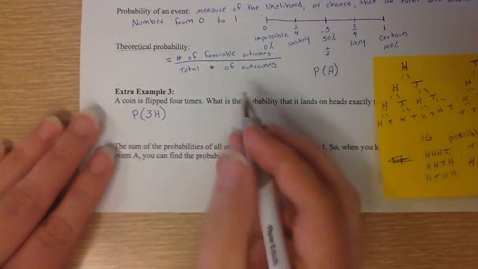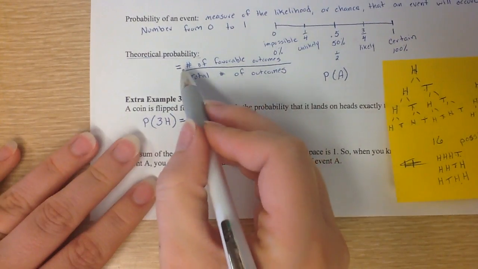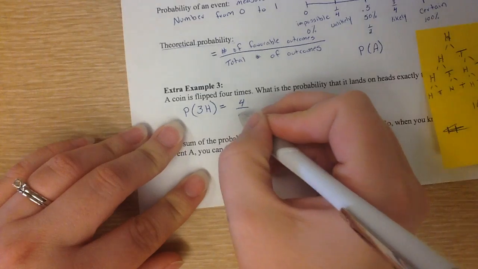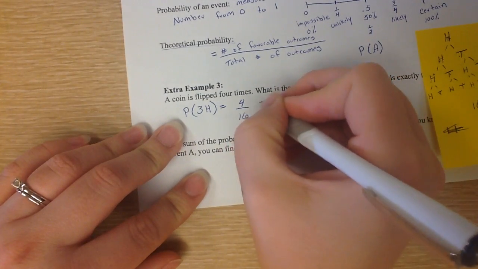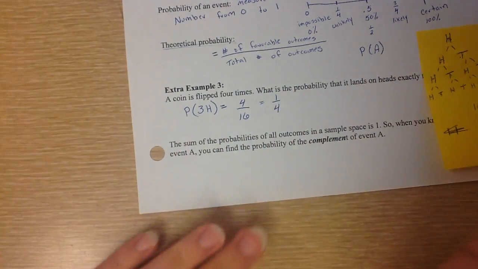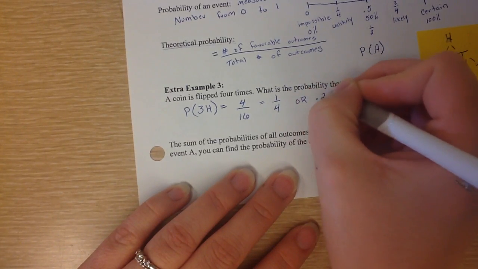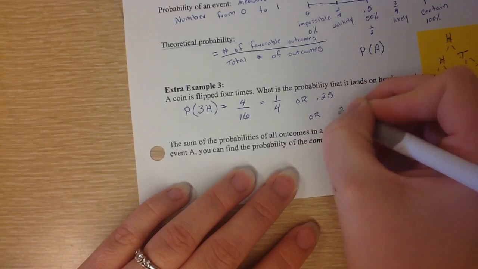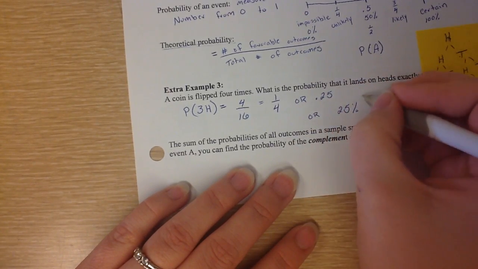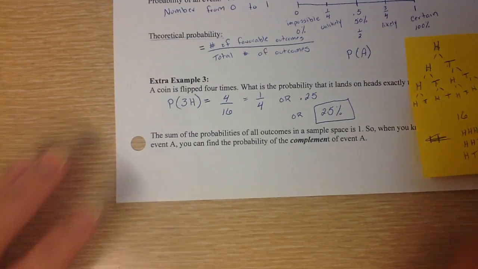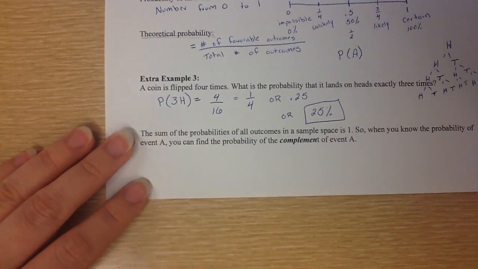So the probability of 3 heads equals the number of favorable outcomes, in this case 4, divided by the number of total outcomes, in this case 16. So 4 over 16, which simplifies to 1/4. So my probability is 1/4, or you could write it as 0.25, or you could write it as 25%. We tend to write probability as a percent. That's how we tend to like it best. Okay.